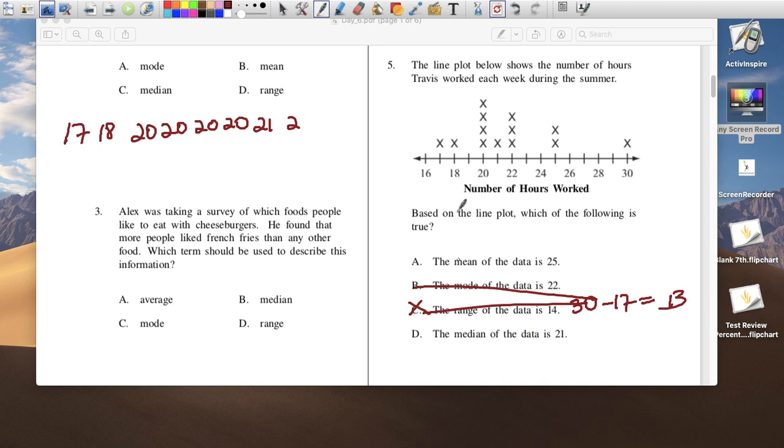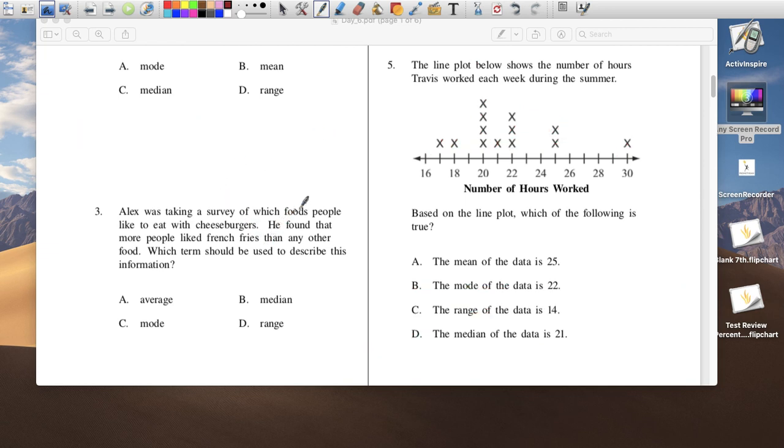To find the median, I can just cross off one from here, one from here, and keep going, right? And we can literally tell that the median is 21. I didn't have to even line the numbers up. I could just use the dot plot as it is. I chose to do the mean last because I really didn't want to add all those numbers and then divide. So by eliminating what I knew was not it, I eventually got to the one that I wanted.